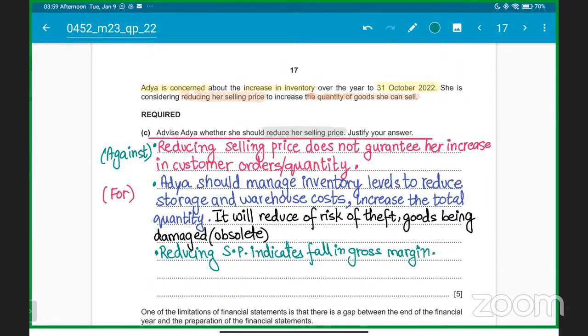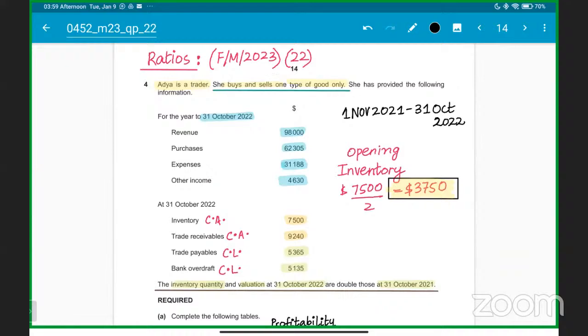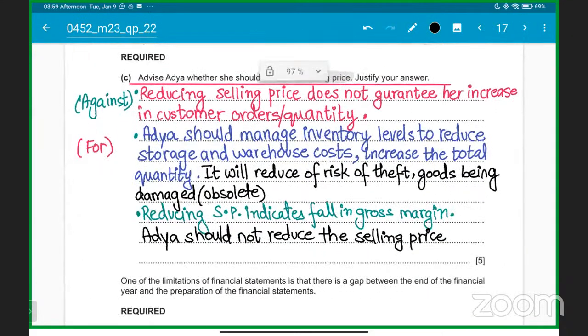So therefore, you should make sure to give an advice. Adya should not reduce the selling price. According to me, 1 mark is for your decision. Should not reduce the selling price because, my point of view is, she is only selling one type of good, so it's better to do diversification. Adya should not reduce the selling price and it is better to diversify the products. So I am concluding: better to diversify the product offerings to increase the revenue.